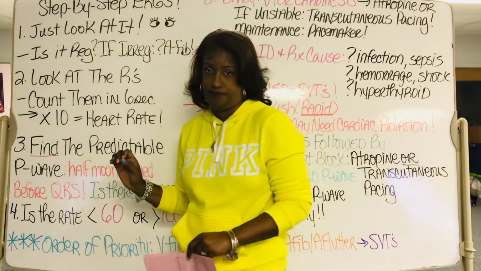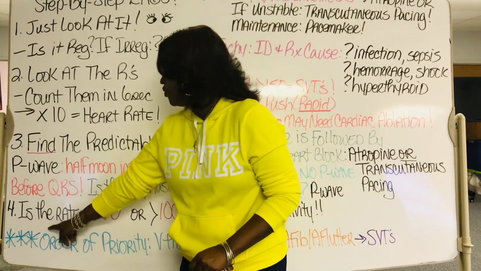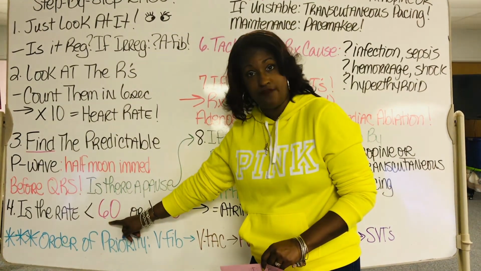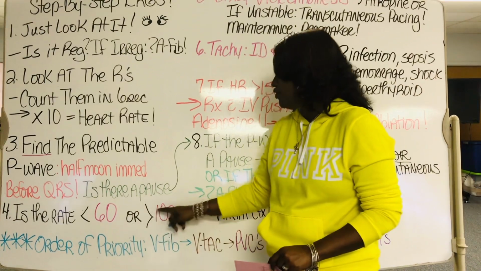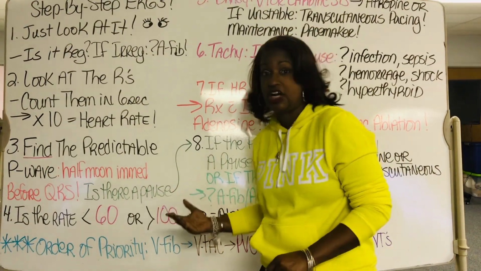Now, listen. You counted the R's. You came up with the rate. If the rate is less than 60, it is a bradycardia by definition. If the rate is greater than 100, then it is tachycardia.